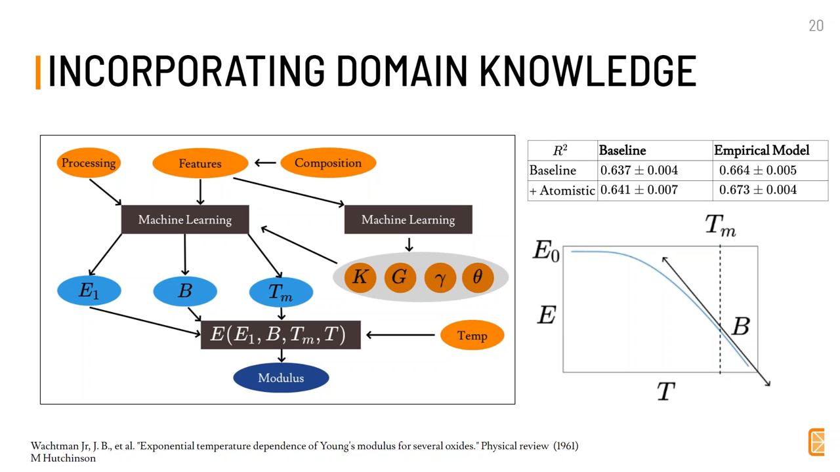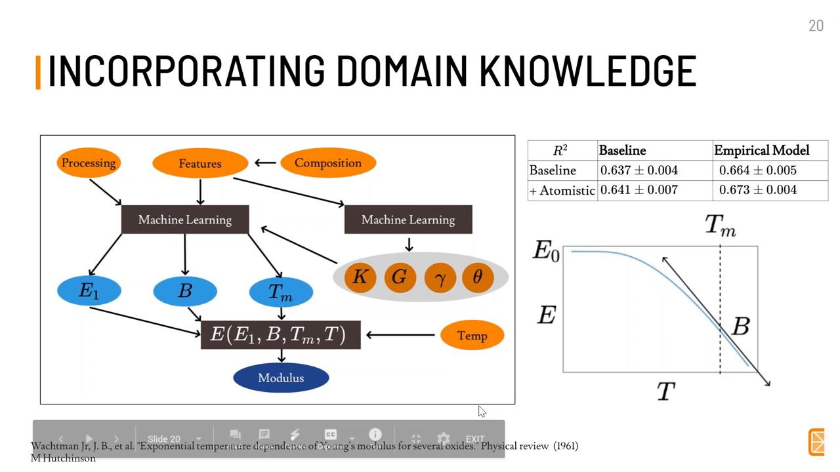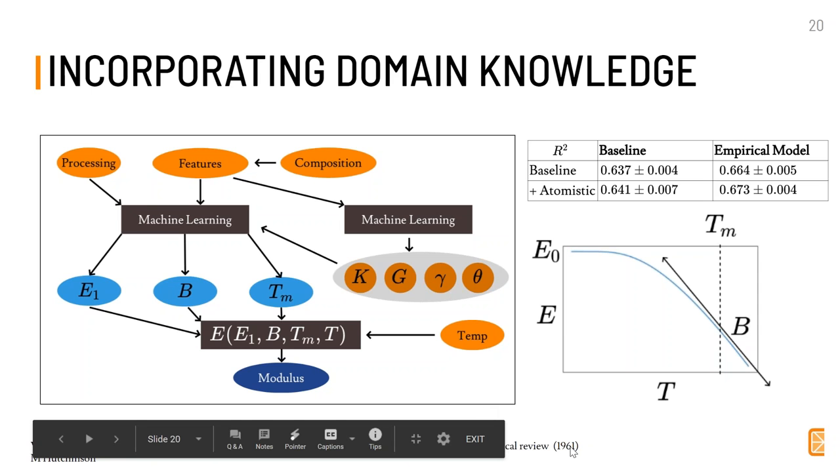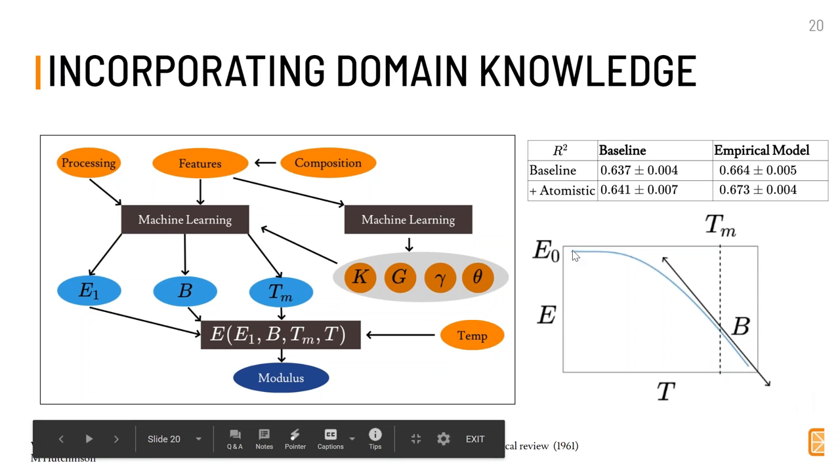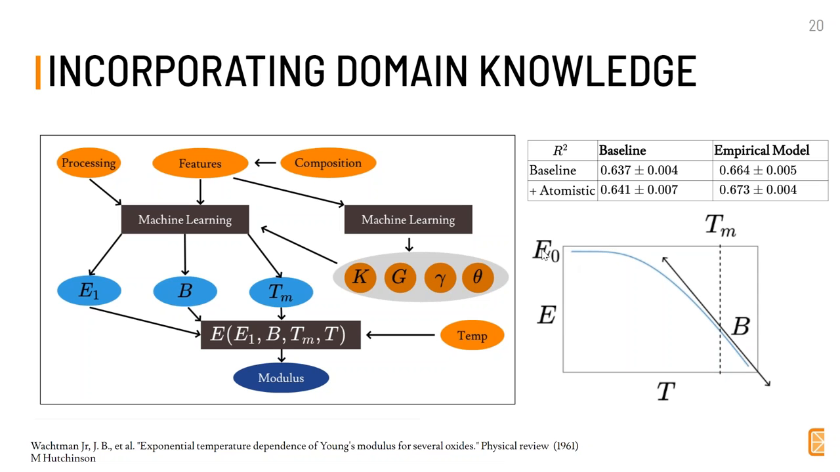There's an empirical relation which was put forward in this paper by Wachtman in 1961, and here's the form of the relation. It says that at low temperature, there's a constant modulus. At high temperature, there's a linearly decaying modulus, and there's some exponential transition between them. The transition temperature is Tm, the slope of the linear decay is B, and the constant value at low temperature is E0. So what we can do, knowing this, is look at our data set, 310 points, 19 compositions, group them by composition and processing, and compute these three different empirical parameters.